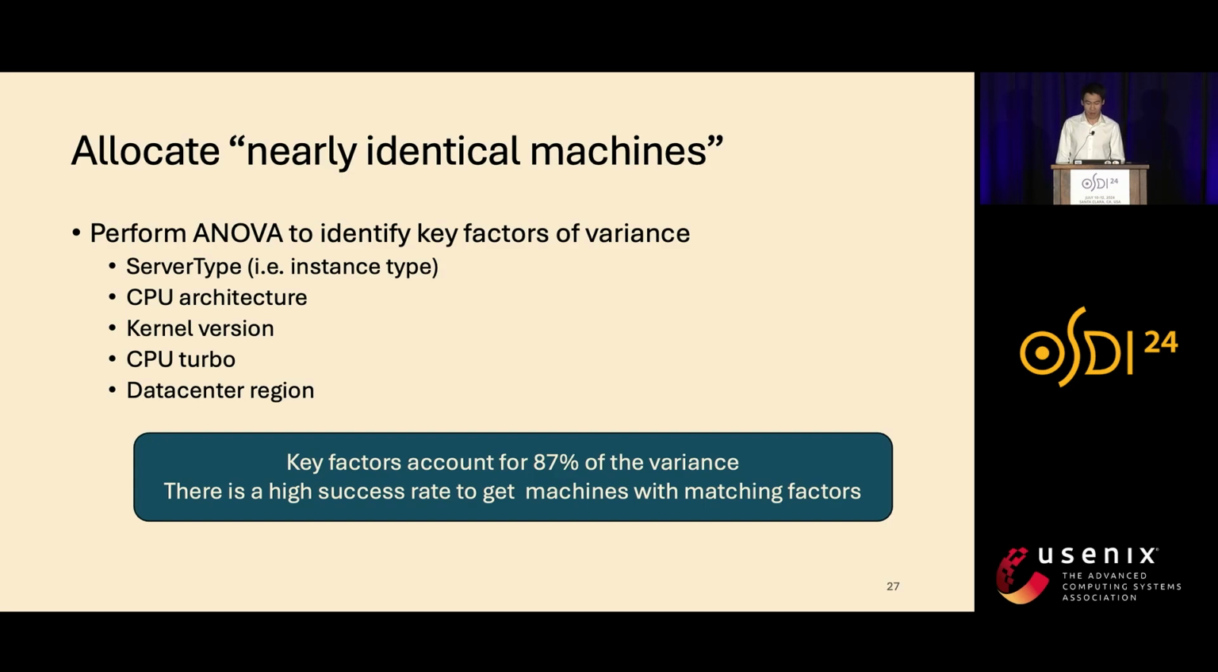measurement. But the last factor here, data center region, is due to our choice of making direct calls to these production services. And since these dependent production services may have either capacity or configuration in these different regions, the performance testing becomes sensitive to picking which data center region we do our tests in. And so these key factors account for 87% of our variance, and it allows us to choose machines with a high success rate of these matching factors when we need to select these machines for tests.